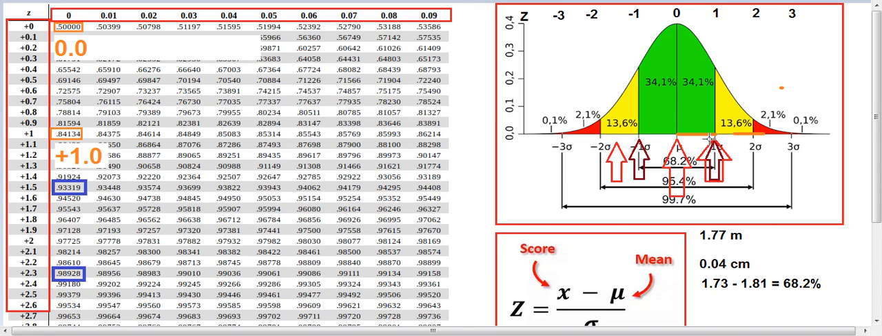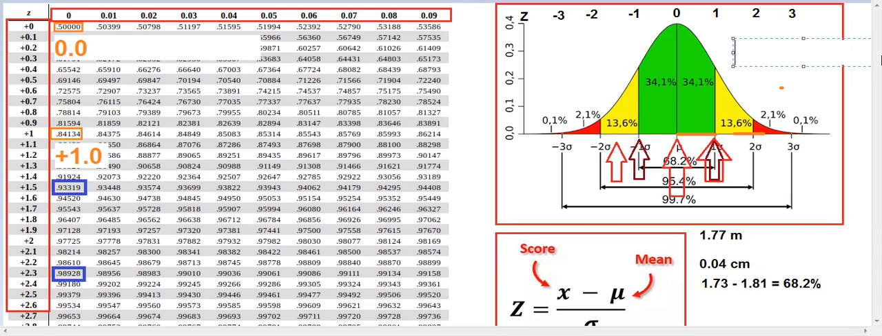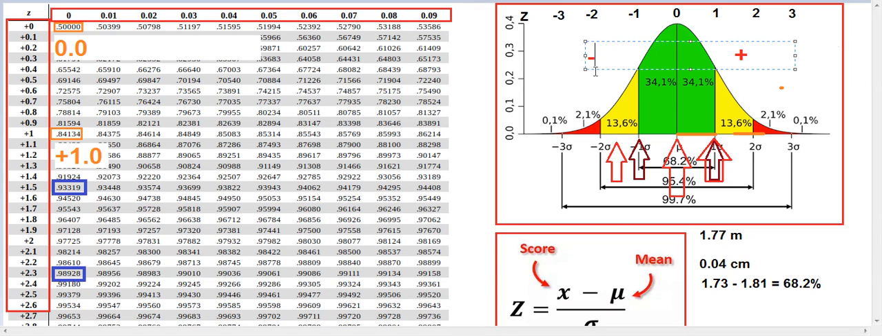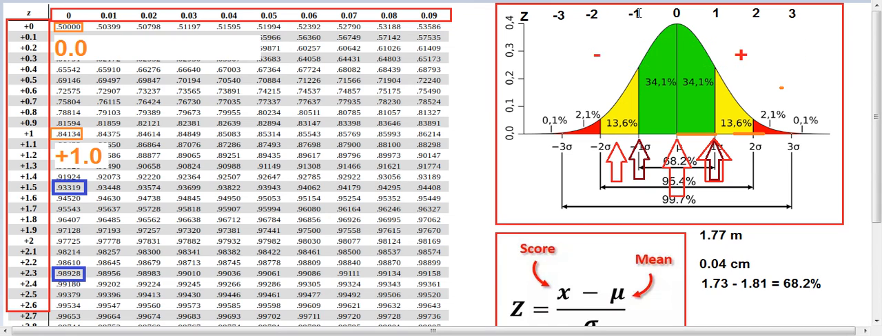So positive values of z-scores are always going to give you numbers that are on the right-hand side of the standard normal curve. And if you want numbers that are on the left-hand side, we need to find negative numbers, for example minus 1, or minus 1.5 to minus 2.8. So the negative numbers are on the left-hand side.